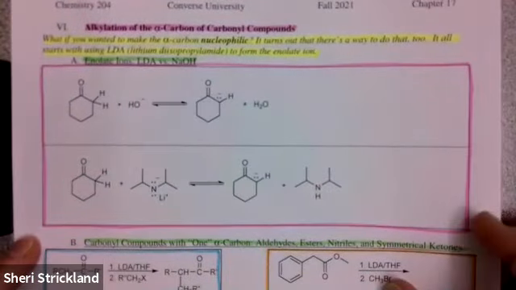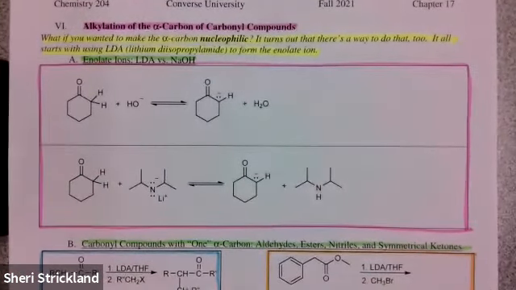So we know that alpha halogenation will allow us to turn the alpha carbon into an electrophile. But what if you wanted to make the alpha carbon nucleophilic? Turns out there's a way to do that too. It all starts with using LDA, which stands for lithium diisopropyl amide, to form the enolate ion.